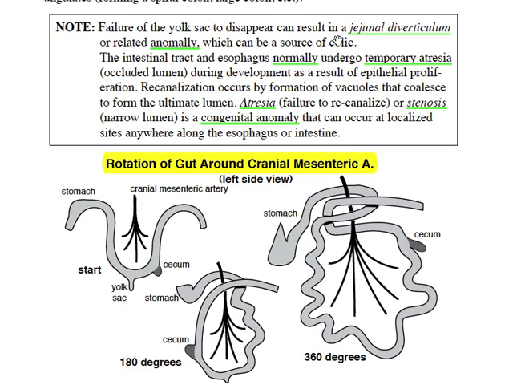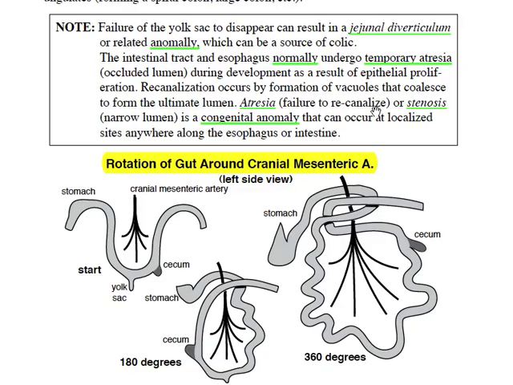A jejunal diverticulum is a developmental anomaly produced by a persistent yolk sac. Another developmental anomaly is an atresia or stenosis of the gut. During development, the gut temporarily fills up with epithelial proliferation, and it must recanalize. If in certain locations that recanalization fails, you have an atresia or a stenosis, a narrowing of the lumen.